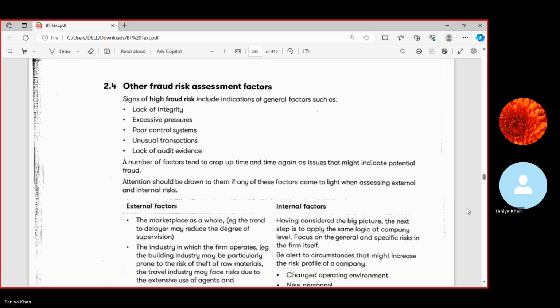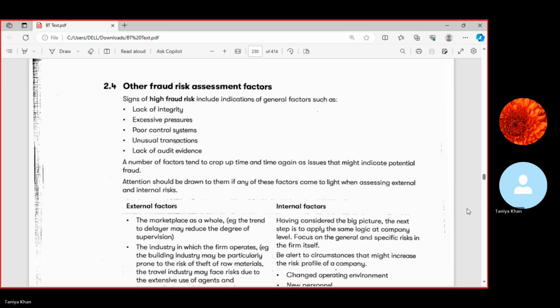Second thing, excessive pressures. In today's world, everyone is under excessive pressure because, with inflation, the purchasing power of every customer is decreasing. So definitely they want to earn a very huge amount of income. That excessive pressure also encourages or motivates them to commit fraud. Then poor control systems. Even if control systems are there in the company, they are not properly managed, they are for namesake only. The employees who are working there know that the system is mentioned in the policy, but actually no such system is followed.